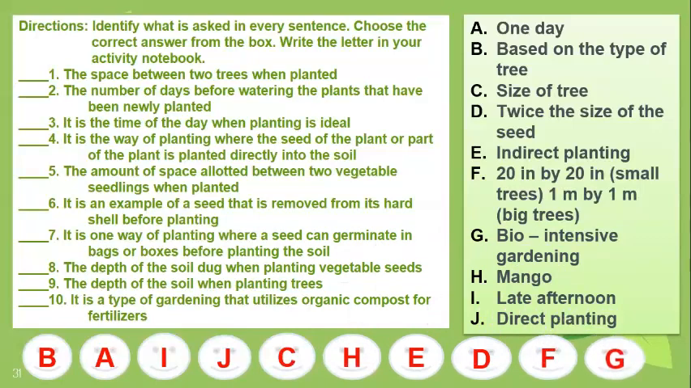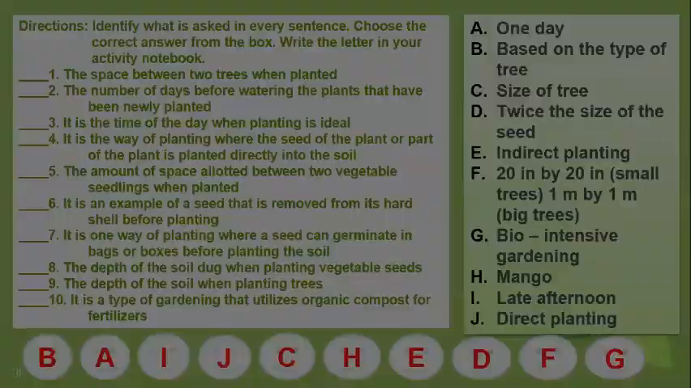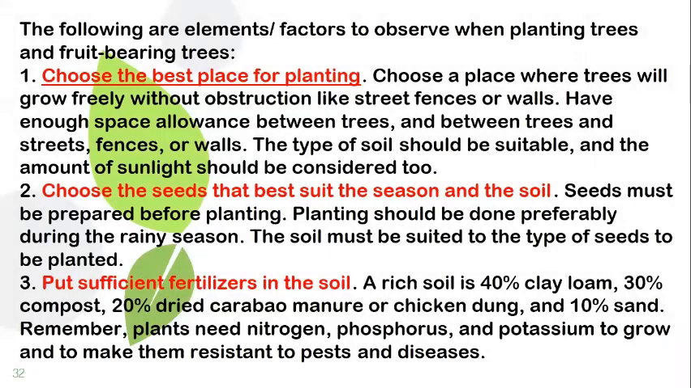There you have it. So you have learned a lot. Here is a summation of the whole lesson. Please read and understand everything in preparation for your assessment. So go on, do not surrender. There you go, kids. This is a summation. The following are elements or factors to be observed when planting trees and fruit-bearing trees.